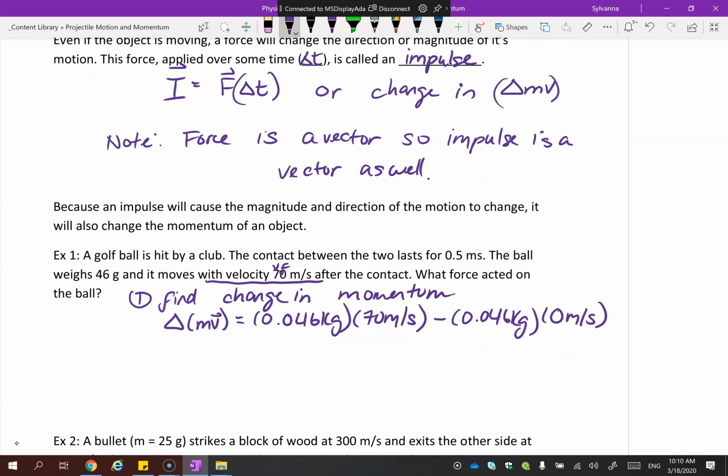Now we're going to do this calculation. 0 times 0.046, that's just 0, so that's gone. So we have 3.22 kilograms times meters per second.